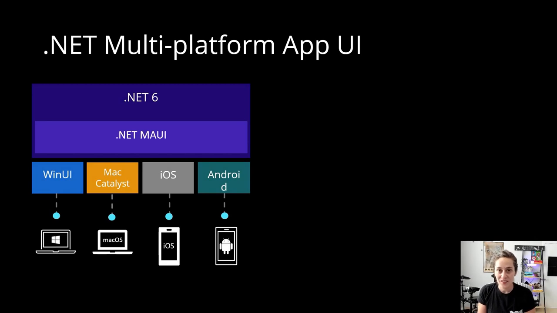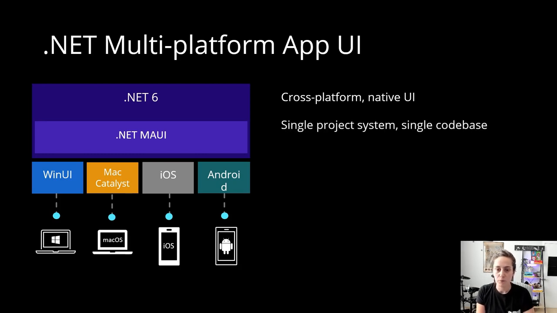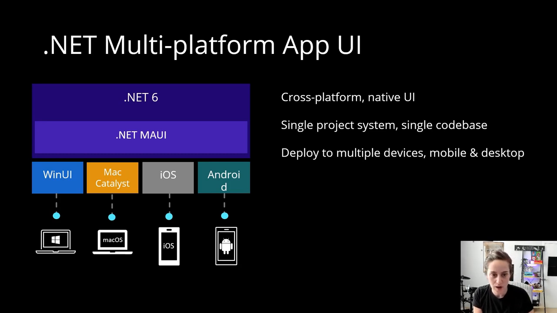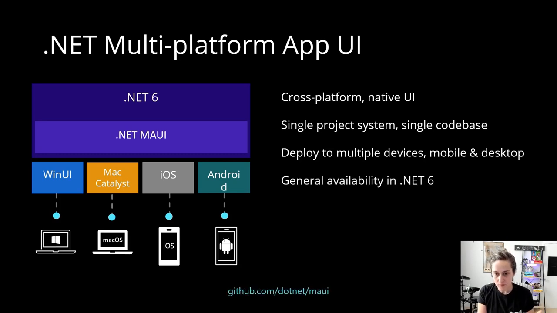So with .NET 6, .NET MAUI is part of .NET 6. So all you need is the same base class library and all those things for the cross-platform native UI you get with MAUI, with that single project system and that single code base for all of the targets you see here. So WinUI, Mac, using Mac Catalyst, iOS and Android. And it's all open source. It's all on the .NET GitHub under .NET MAUI.